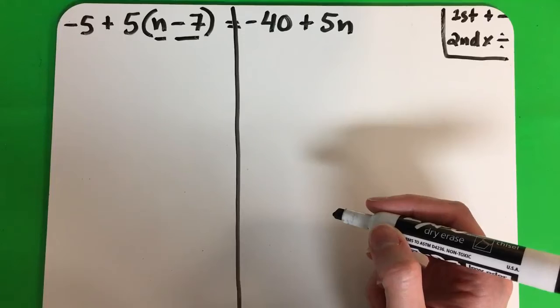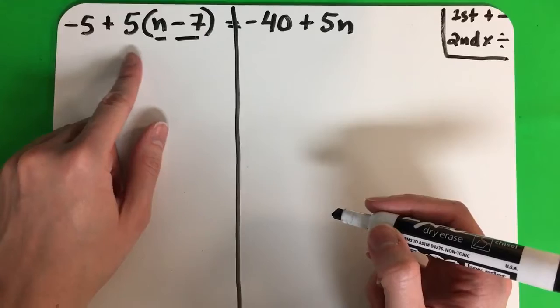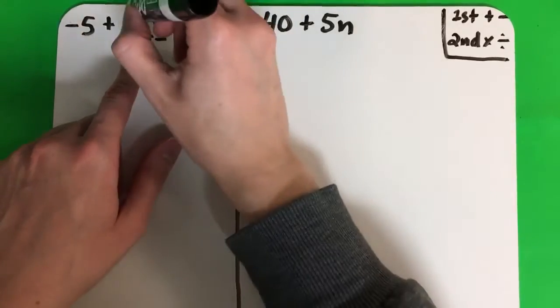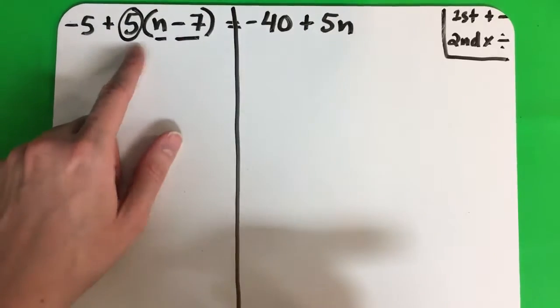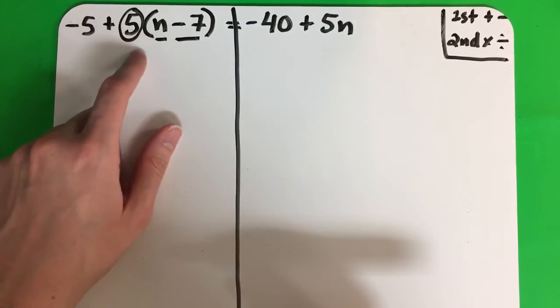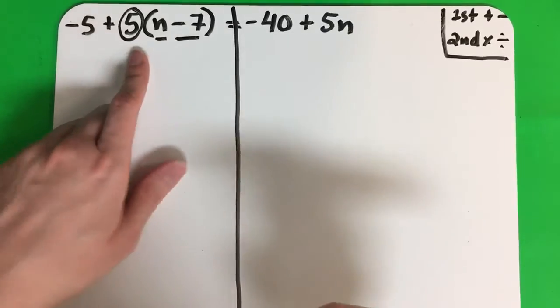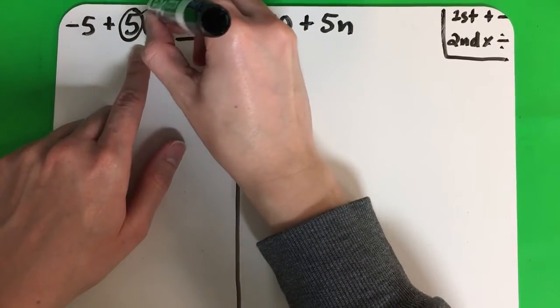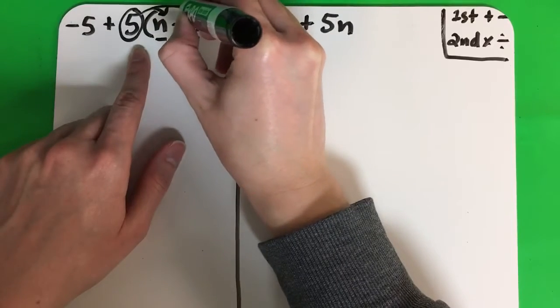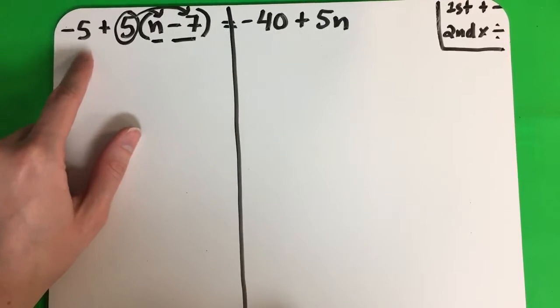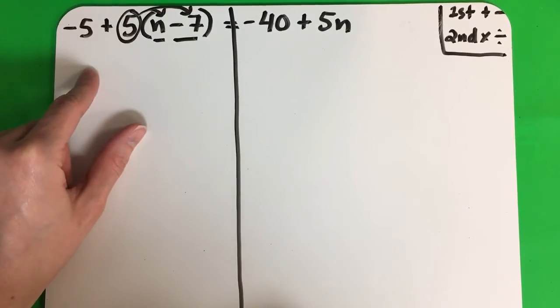Okay? What number is directly in front of the parentheses? ¿Cuál número es directamente enfrente de los paréntesis? It's 5. So you're going to take this 5 and we have to give it to both parts. Necesitamos dar este 5 para ambos partes dentro de los paréntesis. So we're going to take this 5 and give it to n. And then we're going to take this 5 and give it to -7. So here, this -5 is for later. Este -5 es para más tarde.